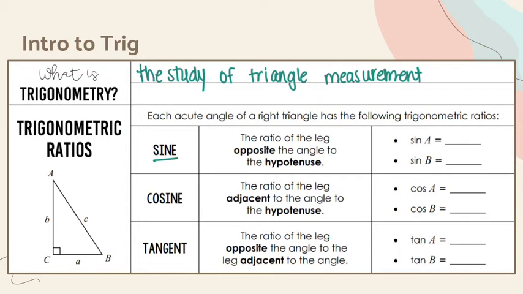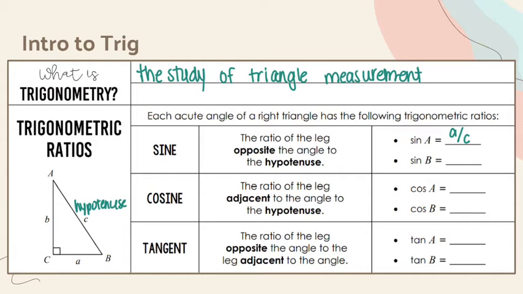So sine is the ratio of the leg opposite the angle to the hypotenuse. So in a right triangle, the hypotenuse is always the longest side. For this example, the hypotenuse will stay the same regardless of which angle we're talking about. But to find sine of angle A, like it asks us to, we need to know which side is opposite of angle A. So this is angle A, and the one opposite of it is side A. So that means that sine of A is A over C.